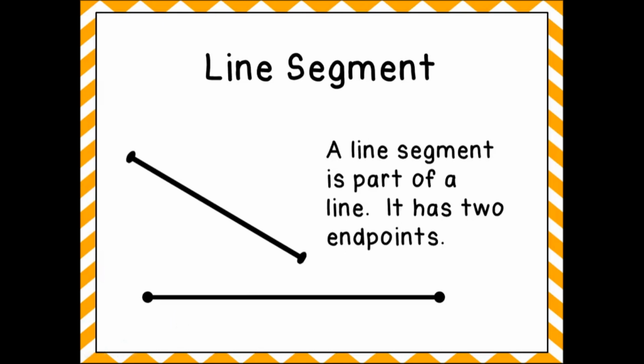Next we have line segment. And a line segment is part of a line. So if you think about the line we just looked at that goes on in both directions, a line segment is just a small piece of that line. And it has two endpoints. You can see here's one endpoint. That's where it begins. And here's the second endpoint. Over here is where it stops. It's just a piece of that line. And you can tell the line segment if you see a picture because it has two endpoints on the end. There are no arrows, just endpoints or dots.